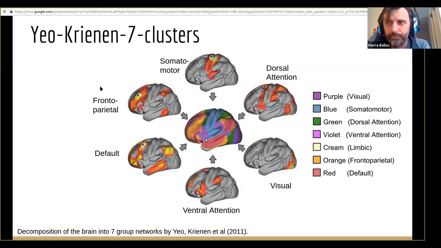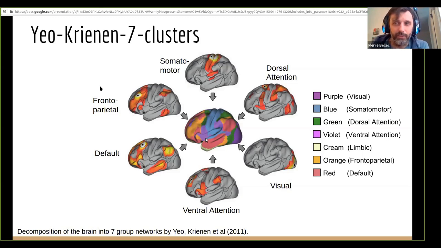So that paper got a huge attention, and it's sometimes called the Yeo paper, but I would bring just as a side note that this is a shared first author paper, and Krienen, she's also a first author on that paper. So I tend to always talk about the Yeo Krienen parcellation rather than just the Yeo parcellation. So that's it. So what are those different networks?